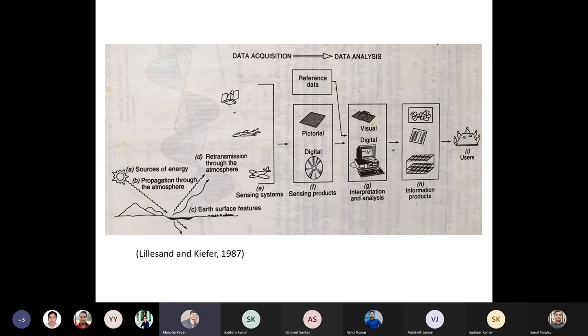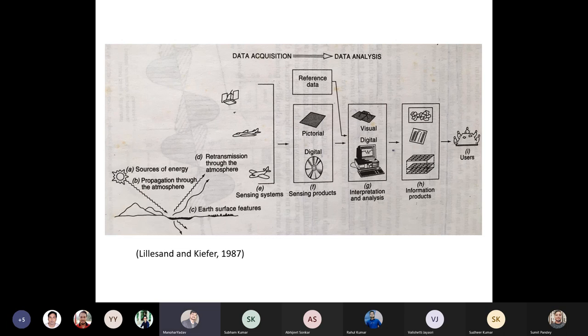What does this mean? From the source, radiated energy emanates. When it enters the Earth atmosphere, we start counting the path length. Then it reaches the Earth surface object, and finally is reflected back into space. So it again crosses through the Earth atmosphere and reaches the satellite.